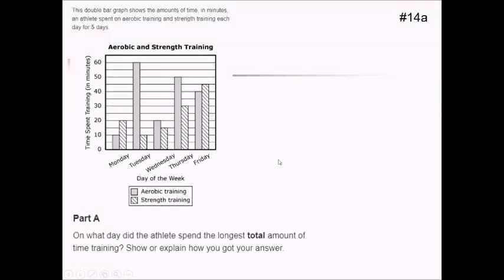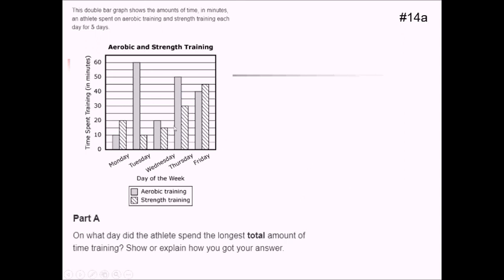On this multi-part problem, we have a double bar graph showing the amount of time an athlete spends on aerobic versus strength training over the course of a week. And for the first part, we want to know on what day did the athlete spend the longest total amount of time training. Explain how you got your answer.